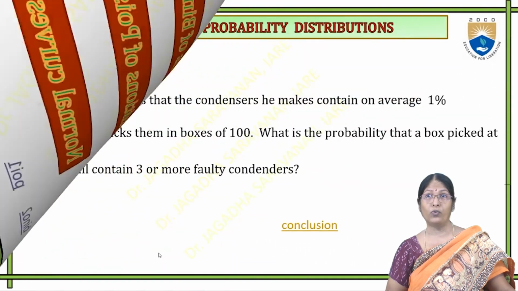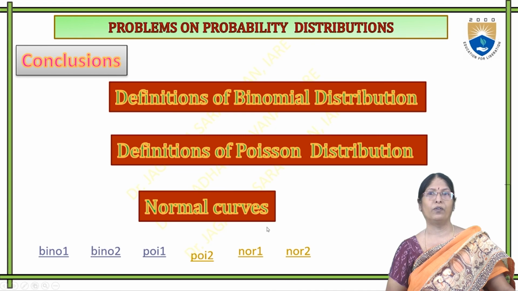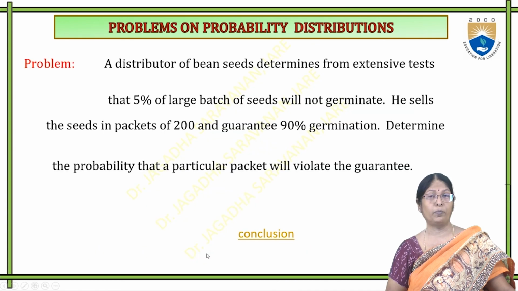Then we moved to Poisson, that is the manufacturing of condensers. 1% is defective. The box contains 100. The question is 3 or more. Next we moved again to Poisson, that is the seeds. The total seeds, 5% are not fit for germination. Each packet has 200. Then what is the question which is asked?